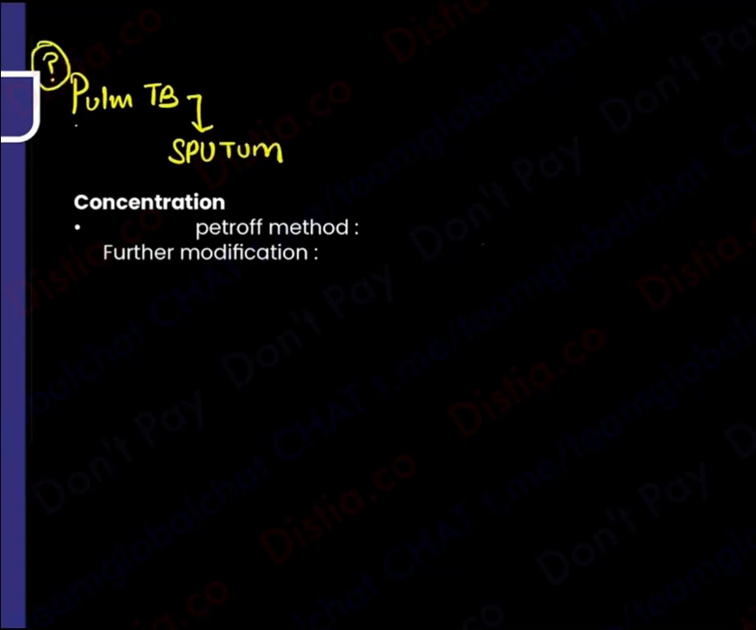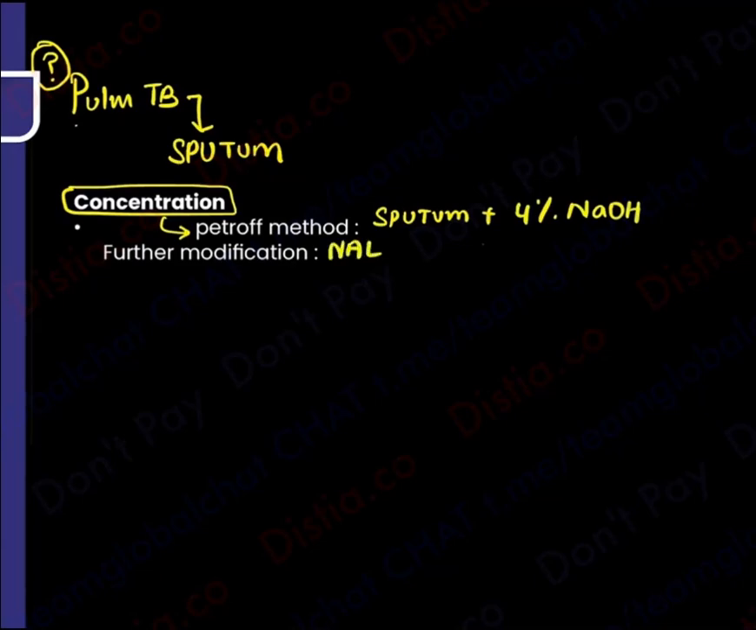So what are the things that I'm going to do? I know you're waiting for that ZN stain. I'm coming to that. But you might have to concentrate that sputum sample by a method known as Petroff's method. Petroff's method just means that you're going to take the sputum and add 4% NaOH. But nowadays, there's a further modification done, and that is NALC and 2% NaOH is added.